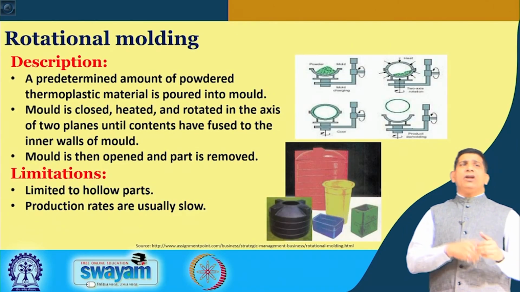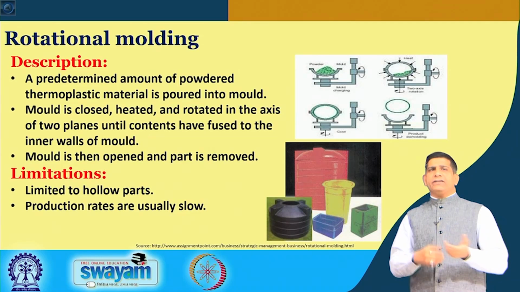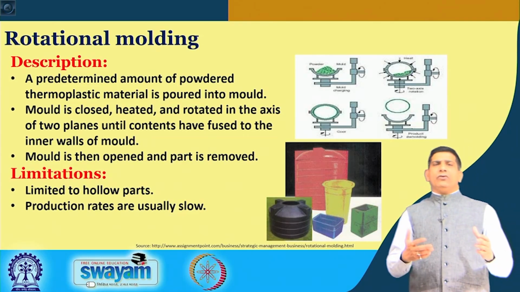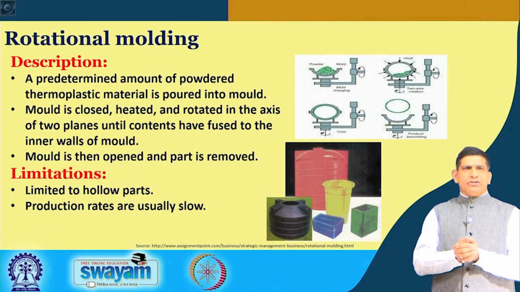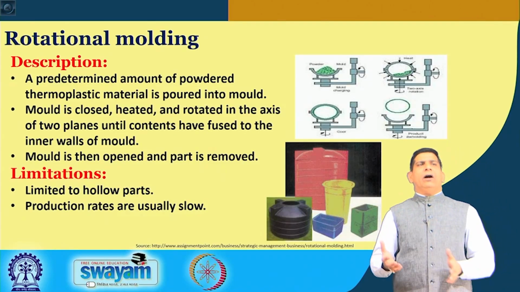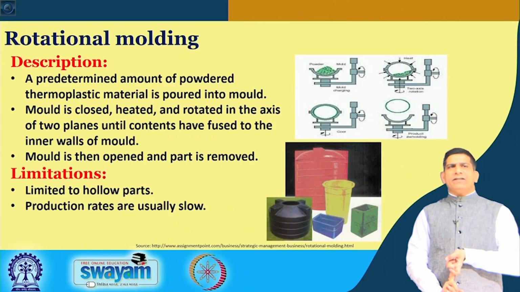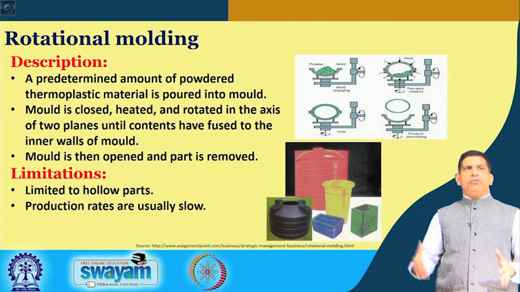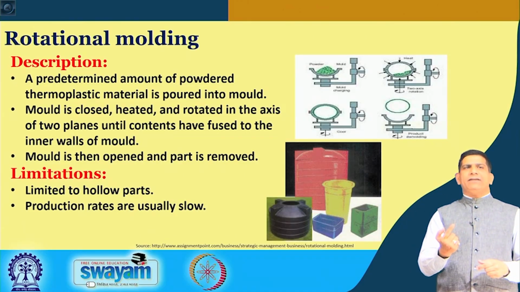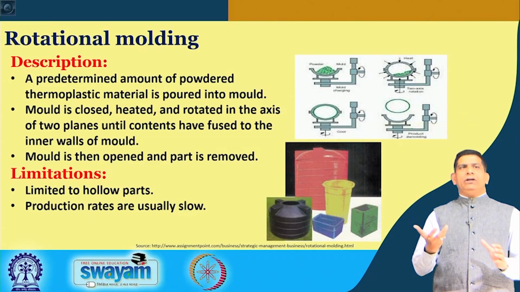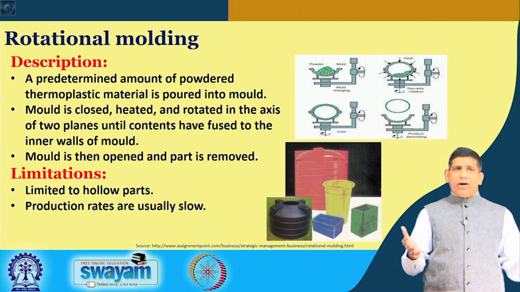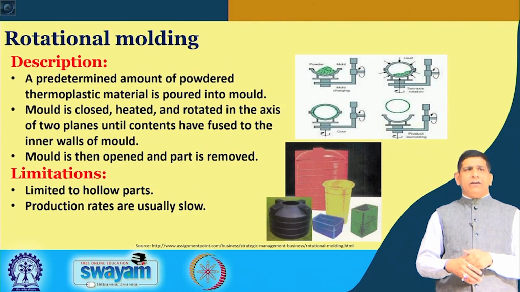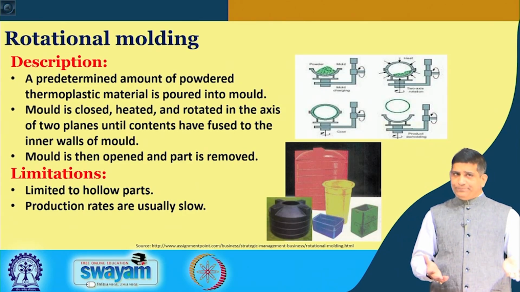Then you may have rotational molding, which we use for buckets, trays, drums, septic tanks, or the big water tanks that you see, which are mostly made by rotational molding. Here you put a predetermined amount of powdered thermoplastic material and pour it into a mold. The mold is closed, heated and rotated on two axes until the contents are fused to the inner wall of the mold. Then the mold is opened and the part is removed. So it's usually used for hollow parts. It's ideal for buckets or any container, and the production rate is usually slow.